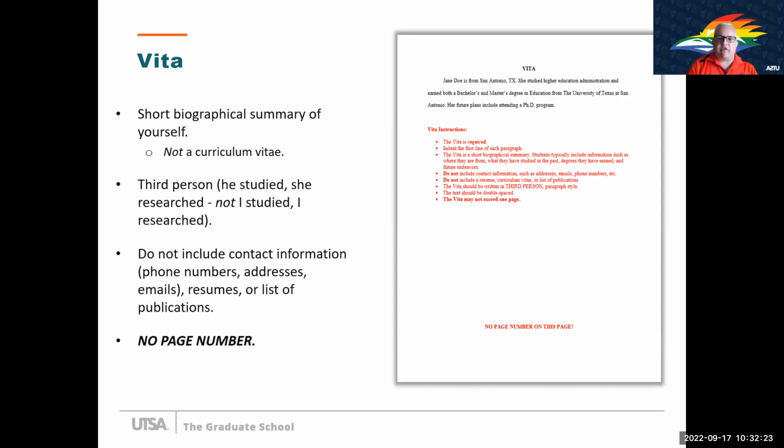The vita is the last page of your document. This page is required. There is no page number. This is not where you would include a curriculum vita. This is basically a third person biographical statement. So it's a summary. You put like he studied, not I studied, or she studied, or they studied. Do not include contact information like your email address or phone numbers. This is just simply, like I said, a third person biographical statement. Usually it's maybe 1 to 2 paragraphs.